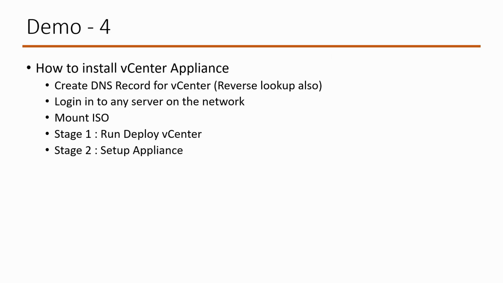The final part of this demo is how to install the vCenter appliance. The first thing to do when you install the vCenter appliance is to create a DNS record for vCenter and make sure you have a proper reverse lookup also. We will see how to do that. After that, you log into any Windows server on the same network, then mount the ISO that we downloaded earlier. Then there are two stages: one is deploy vCenter, then set up the appliance. It's a very straightforward task. You will see how to do that.